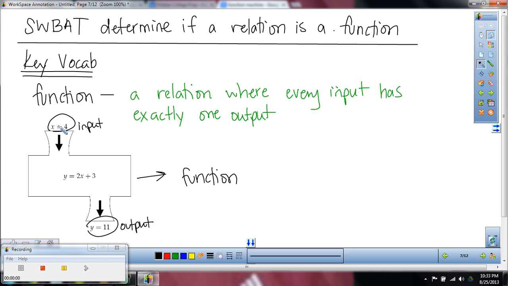Now, we only tested one number. So for this one example, this x equals 4 and this y equals 11, it works. But what happens when we have more than one input? We have to check all those inputs can only give us one output.